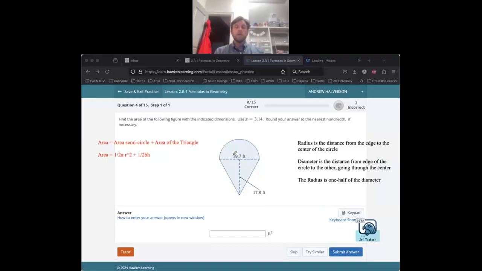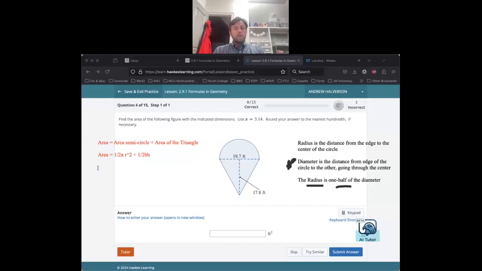So this thing here, we have a value of 19.7. What does that 19.7 correspond to? Well, if you notice, it goes from one side of the circle to the other side of the circle, going through the halfway point, going through the center. So this 19.7 corresponds to what? Corresponds to the diameter. Okay, so 19.7 is the diameter. So the radius is just 1/2 of that value. So we take 1/2 of that value right there, and that gives us what? I don't know. Calculator time. 9.6. 9.6.